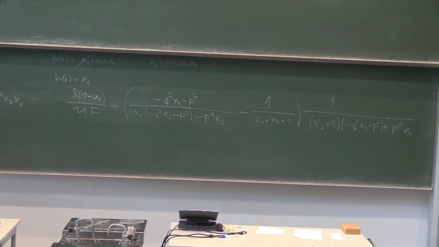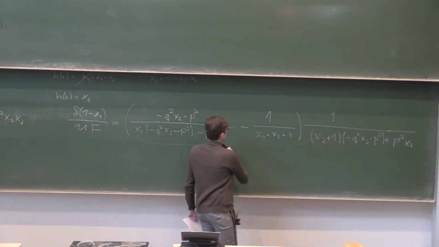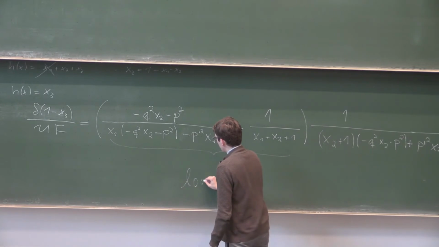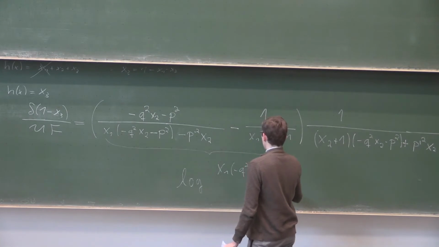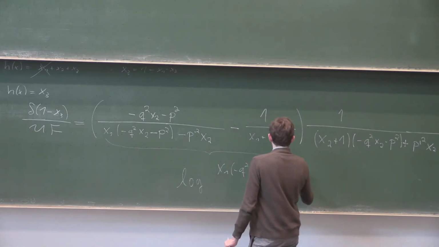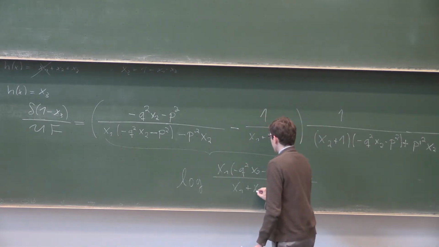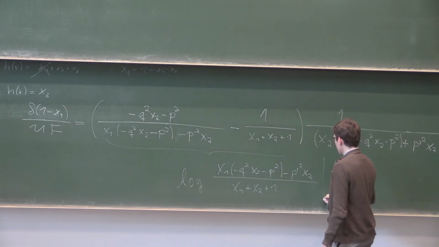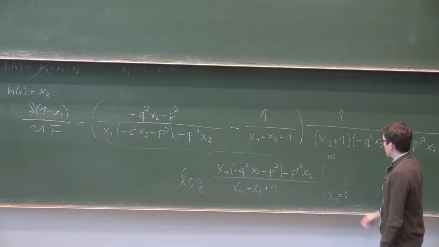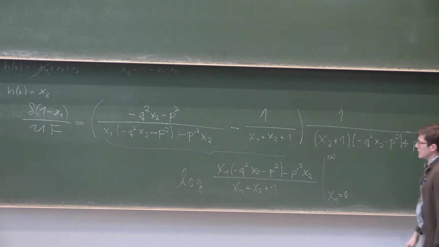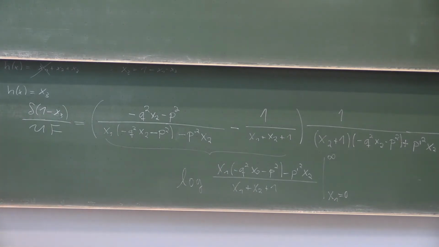And now it's trivial to integrate over x1. Right? So integrating over x1 turns this into the logarithm of x1 minus q squared x2 minus p squared minus p prime squared x2, divided by x1 plus x2 plus 1. And we have to evaluate this at 0 and at infinity. And this is not dependent on x1. So now the next step, which is already the last integration step, you have to integrate over x2.